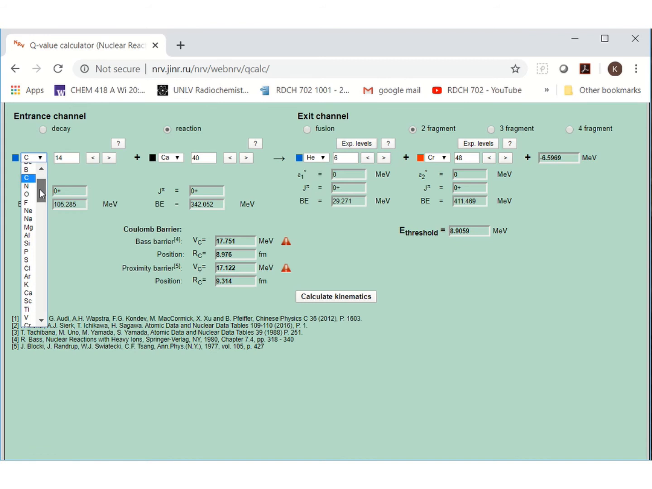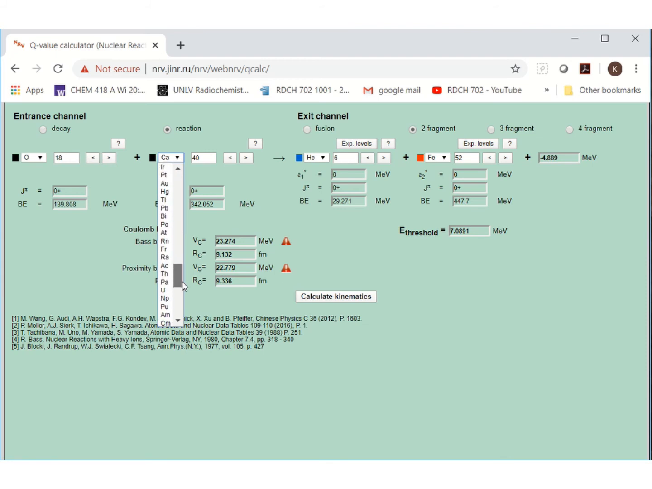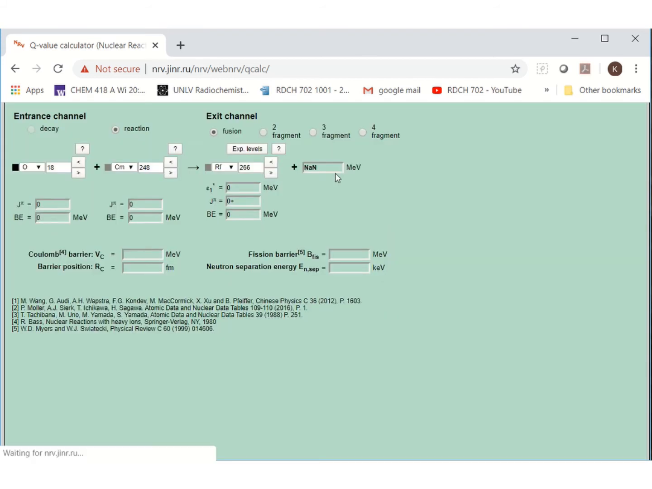Let's try something that I did as a graduate student. I would make oxygen. I'd take oxygen-18, and we would bombard that into curium-248. And let's do a fusion, so it's only one product, and we would make rutherfordium-266. And that's our Q value.